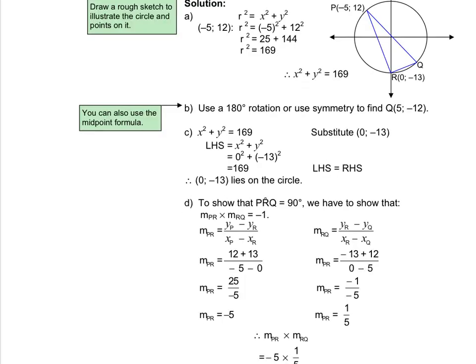In question B, we have to work out the coordinate Q. We know that PQ is the diameter of the circle. In other words, a rotation of 180 degrees took place.